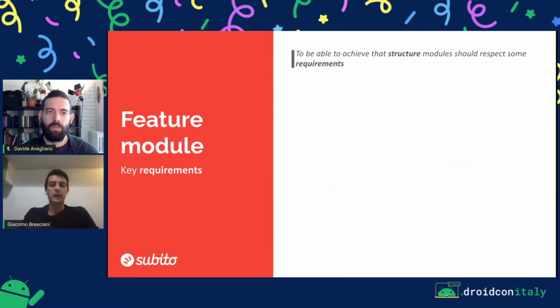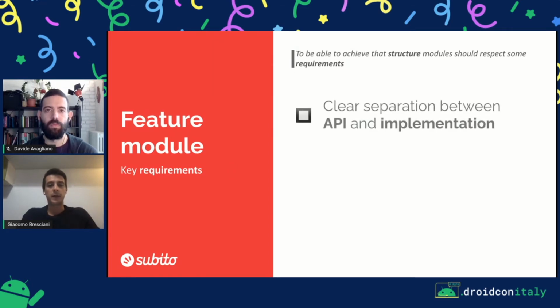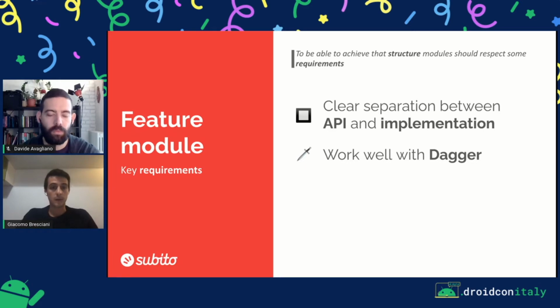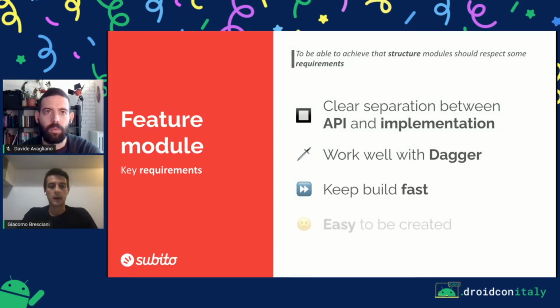So this division seems easy and straightforward, but it presents some challenges in defining how modules should look. For example, how do you maintain a clear separation between API and implementation of a feature? How do you make it work well with dependency injection? We use Dagger 2 and we heavily depend on that. How do you keep the build fast over time? It's not sufficient to just split code into modules to improve the build times. You have to pay attention to some key things we will see later. And how do you avoid having to write a lot of boilerplate to just create a new module?